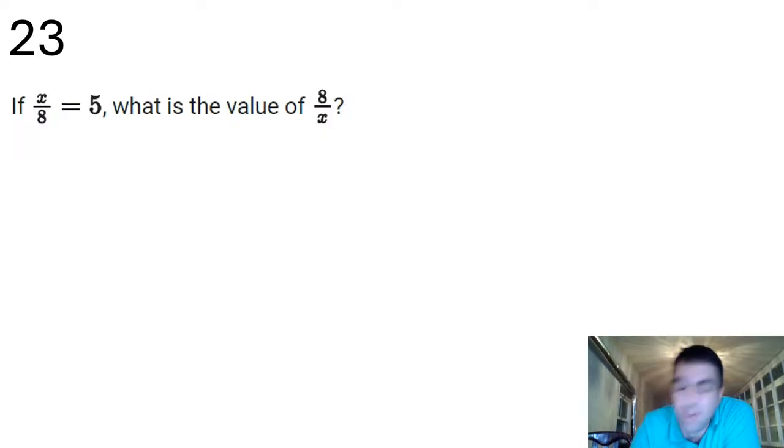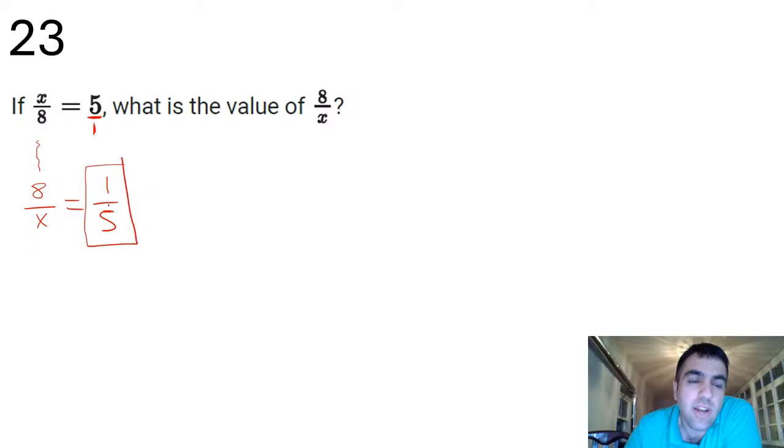Pierre says 1 over 5. Yeah, you are right, Pierre. We see that it is 5 over 1, and we can change the place of denominator and numerator. 8 over x should equal 1 over 5. In the SAT exam, you can write your answer like this or 0.2.